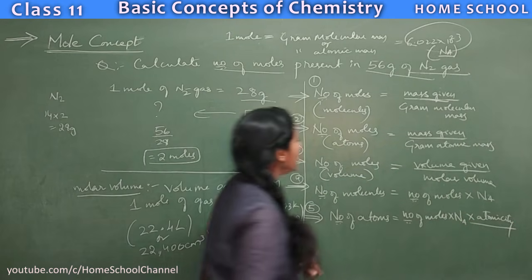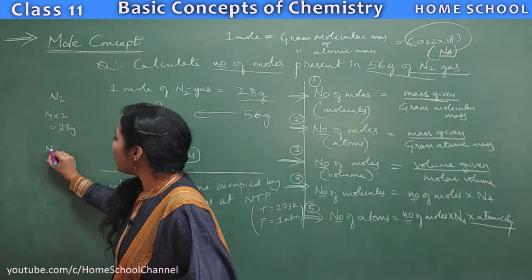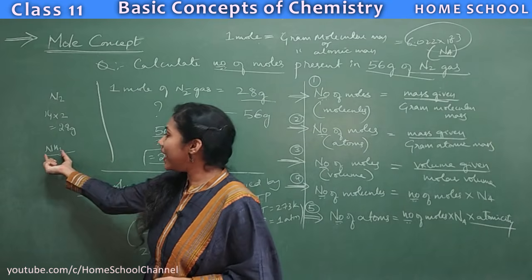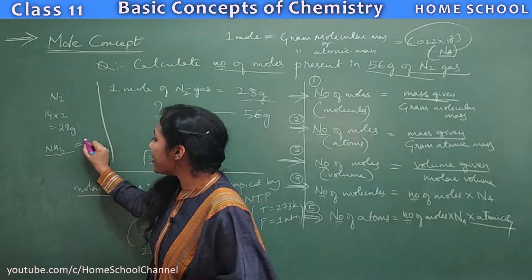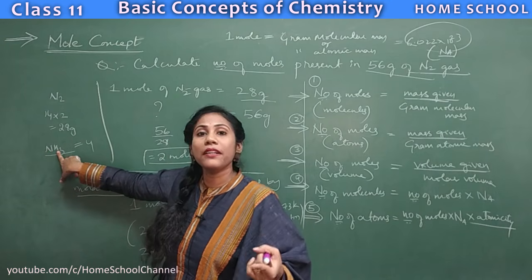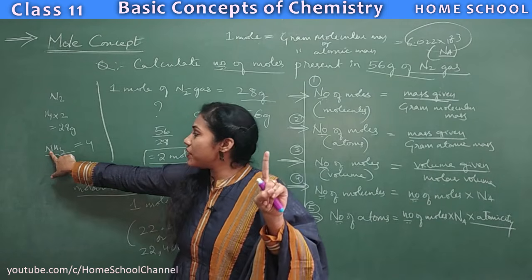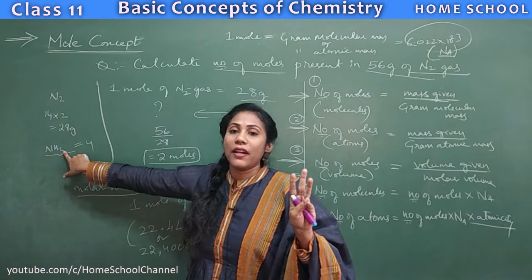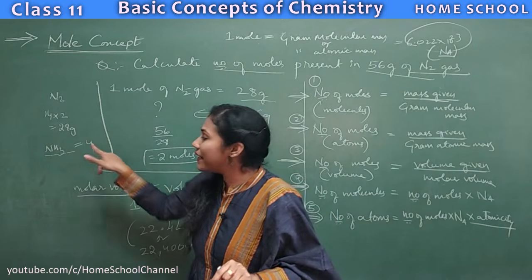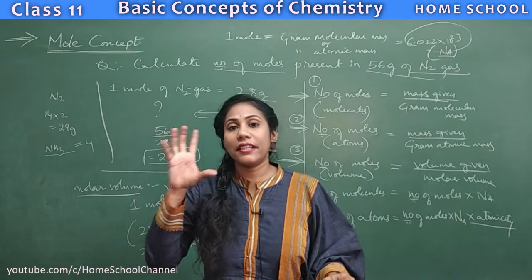Can you tell me what do you mean by atomicity here? It's very simple. Say you have a molecule NH3. If I ask you what is the atomicity of NH3 molecule, then your answer is 4. So how did you get 4 here? Atomicity means total number of atoms present in a molecule. How many atoms are there? 1 nitrogen atom and 3 hydrogen atoms you have. Altogether, you have 4 atoms in a molecule. So atomicity is 4. So what is atomicity? Number of atoms present in a molecule.